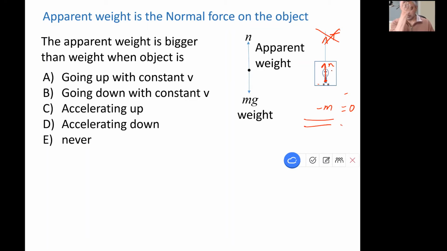So the person has a weight, a pull from the gravitational force down, and the elevator floor is pushing that person up. And that's the normal force. Now, here is a question for you. The apparent weight, which is this normal force, is it bigger than the weight when the object is doing what? Okay, so here are some choices.